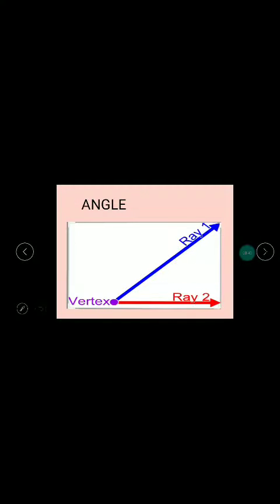We can see that this one is a ray and this is also a ray. Ray 1 and ray 2 are both rays. When these two rays join together at a point, that point is called the vertex, and each ray forms an arm. So this ray is forming an arm for the vertex, like a hand, it will act like an arm for the vertex. So this ray is an arm and this point is called the vertex.